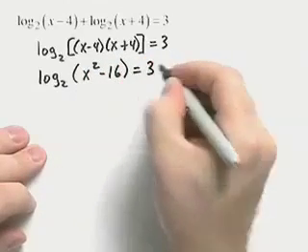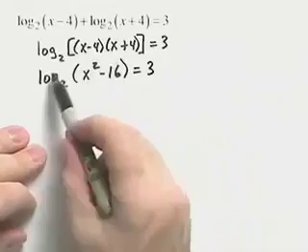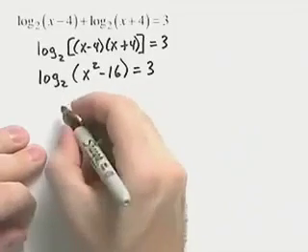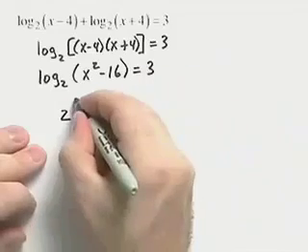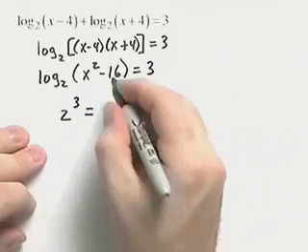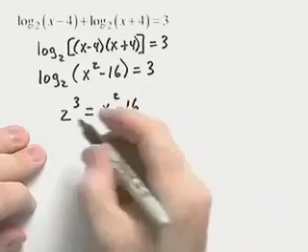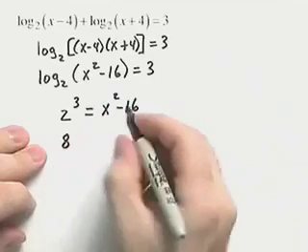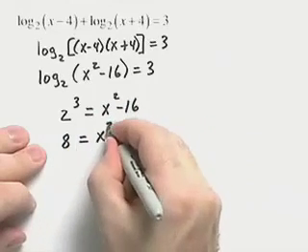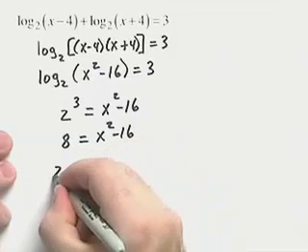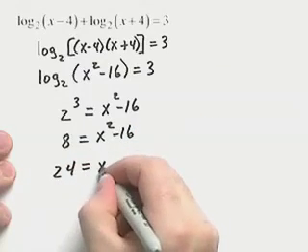That equals 3. We've got a logarithmic form here. We want to change that to an exponential form. So we're going to take the base 2, raise that to the third power, and that has to equal the inside, x squared minus 16. 2 cubed is 8. So 8 is equal to x squared minus 16. I'm going to add 16 to both sides, so we get 24 is equal to x squared.